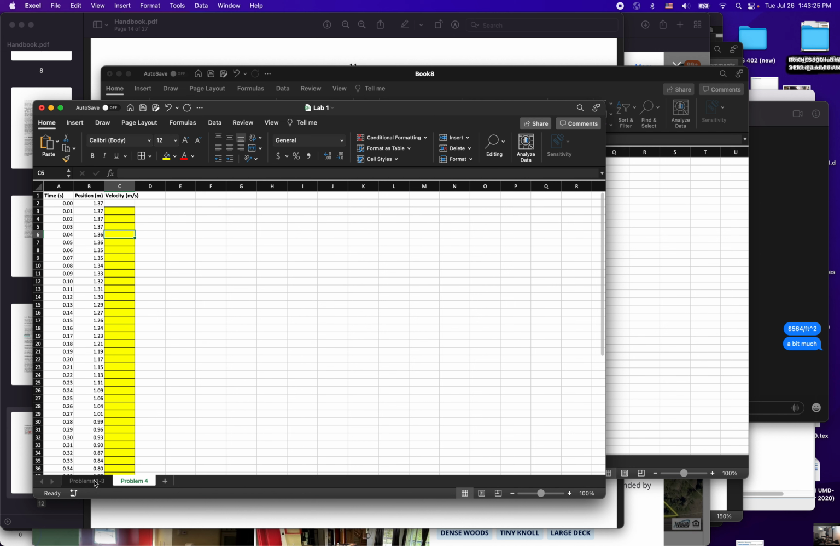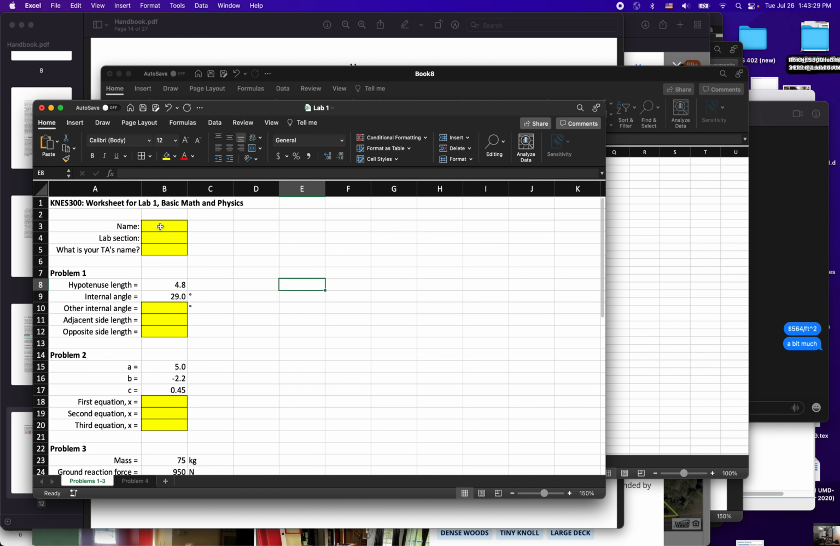And on both of those sheets, anywhere where you see a yellow box is where you either need to enter some information, in the case of these top 3, or enter a calculation in the case of every other box on either one of those sheets. So my name is Ross. I don't have a lab section, I'm the instructor, but let's suppose I was in section 1, and my TA in section 1 would be Sam Schneider.